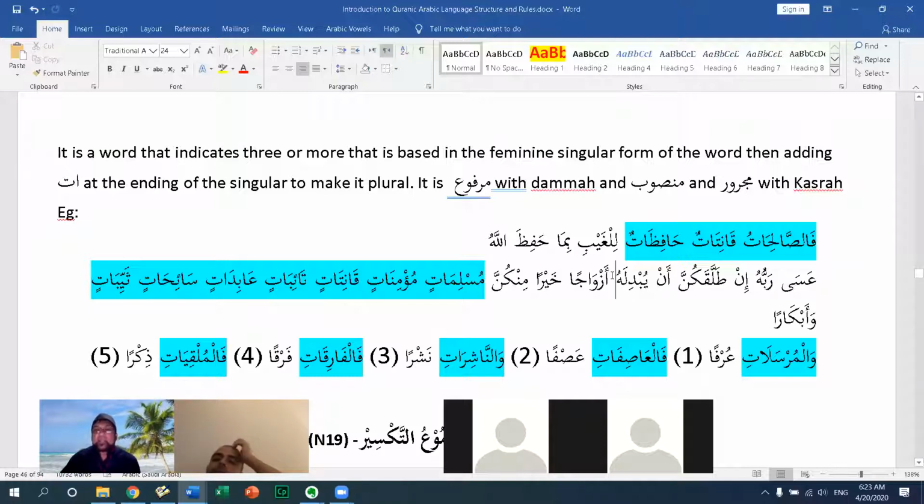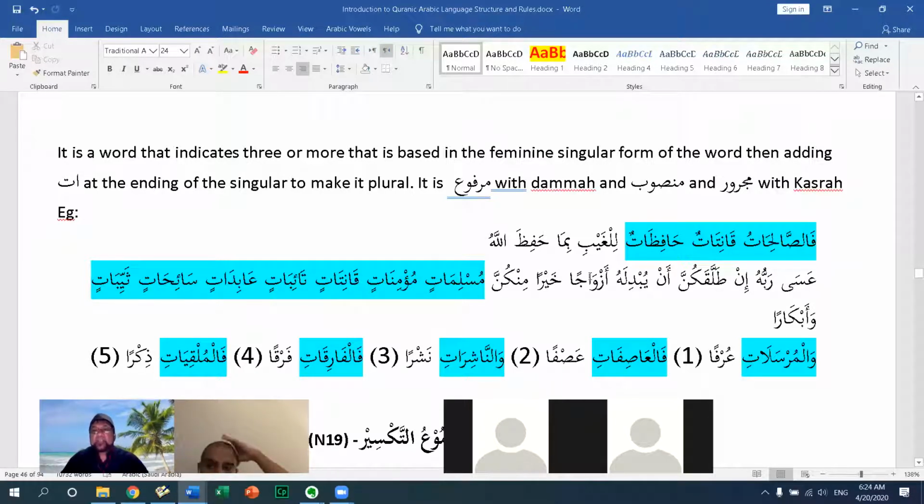أزواجا مفعول به ثان, this is a second مفعول, and it's منصوب, and the sign of نصب is فتحة. خيرا صفة لأزواجا, خيرا better, وصفة تتبع الموصوف, it is منصوب. من كنا جار ومجرور, the كنا is ضمير متصل مجرور في محل الجر مبني على الفتحة.